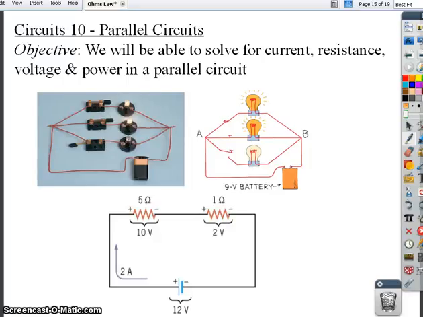Good morning, class. Welcome to this lesson on Circuits 10, Parallel Circuits. Today we will be able to solve for current, resistance, voltage, and power in a parallel circuit.